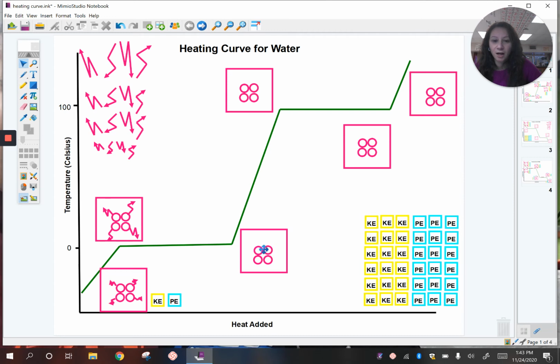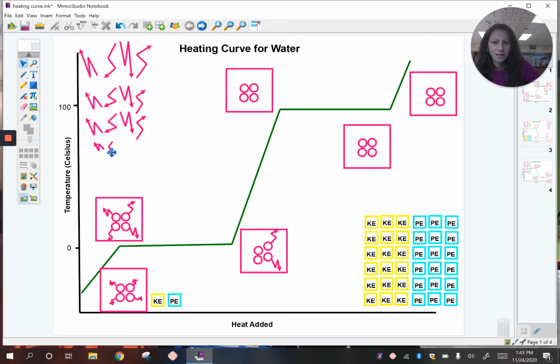So when I have my liquid at 0, now my particles are still pretty close to each other, but not as organized. So I'm just going to show them kind of close to each other, but not in a nice crystal. And because I did not change my temperature, my speed here versus my speed here should be the same. If my temperature is the same, that means my kinetic energy remained the same.